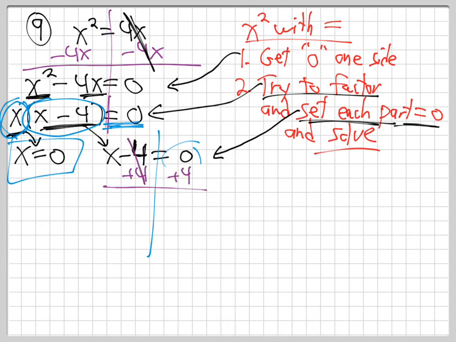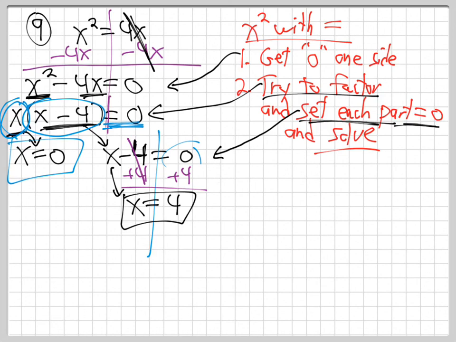And 4 cancels out. Bring down the X. X is 4. And that's it. So we have two answers? We have two answers. There's actually two answers to this problem.